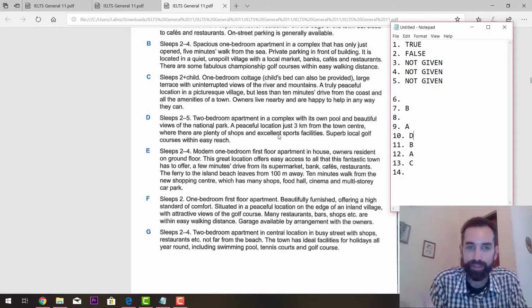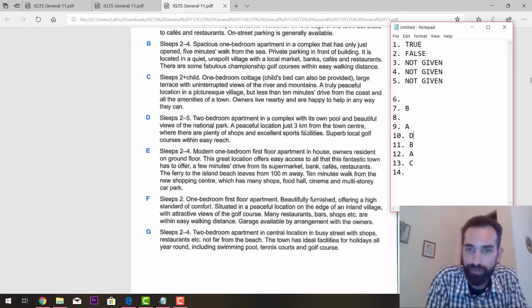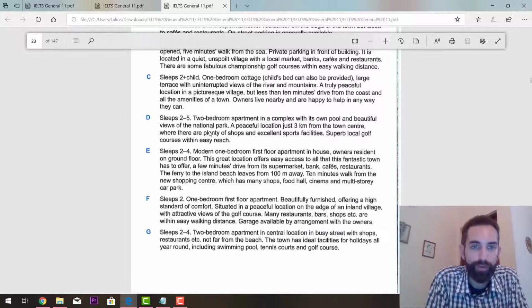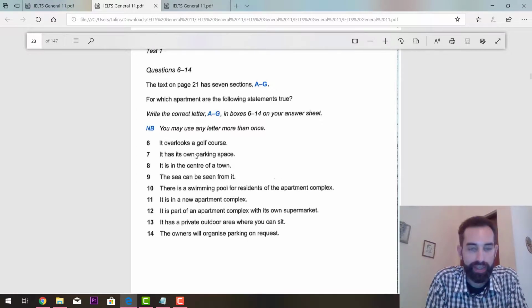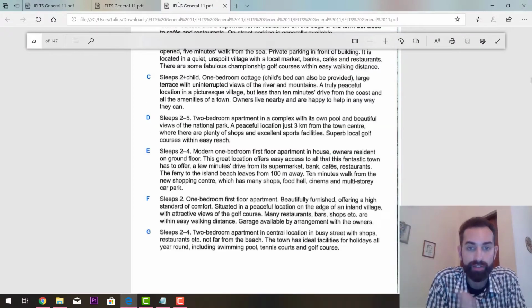So that was obviously has its own pool. But let's look through just to make sure that that's everything. And beautiful views of the national park, a peaceful location just 3 kilometers from the town center, where there are plenty of shops and excellent sports facilities. Superb local golf courses within easy reach. Okay, so I didn't mention overlooking it. Answered 7. It's not in the center, it's 3 kilometers from the center. Answered 9, answered 10, answered 11, answered 12, answered 13, and didn't mention anything about parking. So that was it.